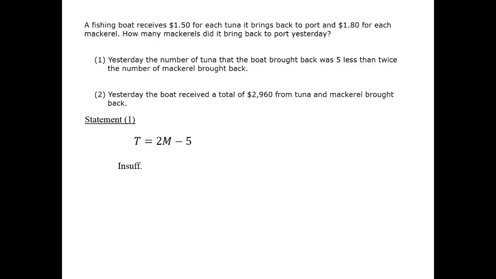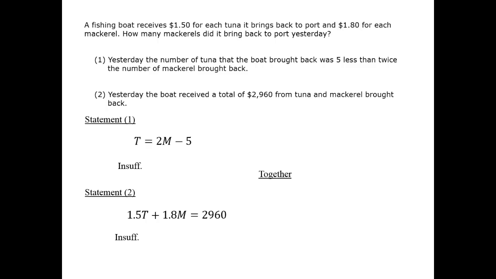Looking now at the second statement all by itself and forgetting about the first one for now, the second statement gives us the following equation. Once again, it's an equation about the number of tuna and the number of mackerel, but it's a different equation: 1.5t plus 1.8m equals the total amount of money. This again is a perfectly good equation, but statement 2 all by itself only gives us one equation for those two variables. We're not going to be able to solve for m. Therefore, statement 2 is also insufficient.